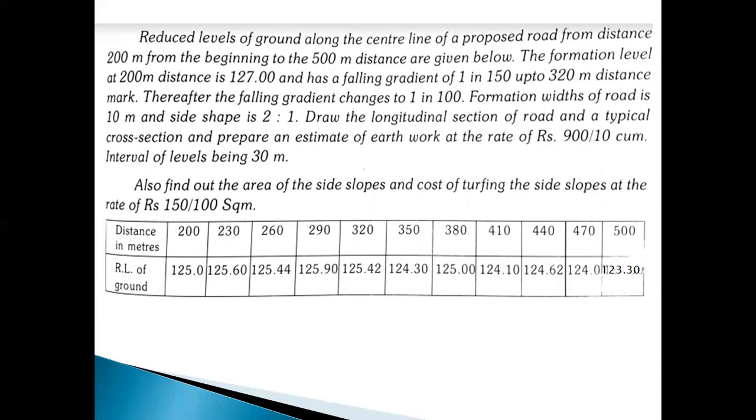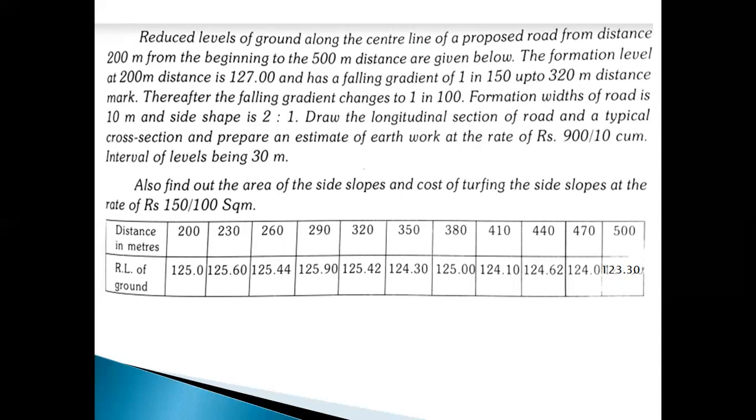Draw the longitudinal section of the road and a typical cross section, and prepare the estimation of the earthwork at the rate of 900 per 10 cubic meters. Interval of levels being 30 meters. Also find out the area of the side slopes and the cost of turfing the side slope at the rate of 150 per 100 square meters. So draw the table form.